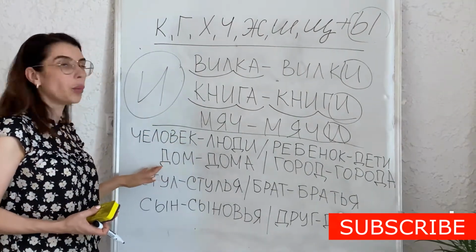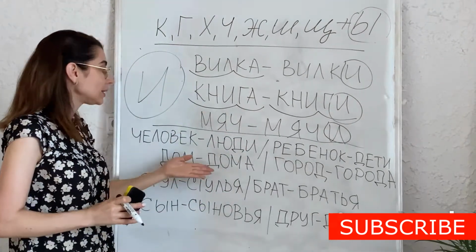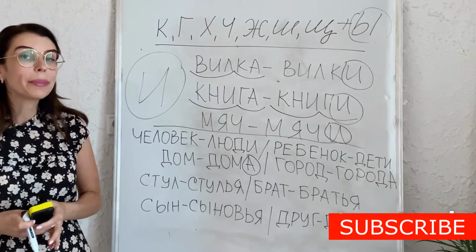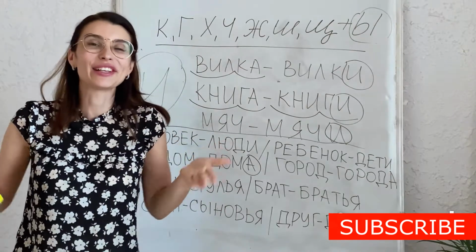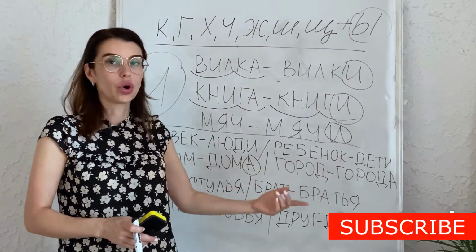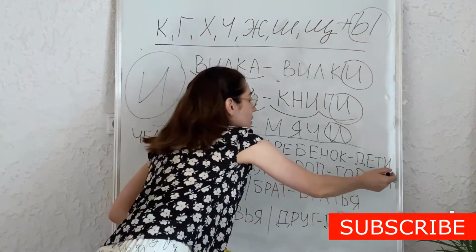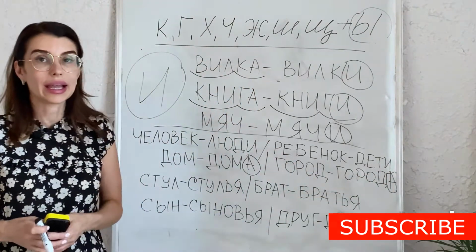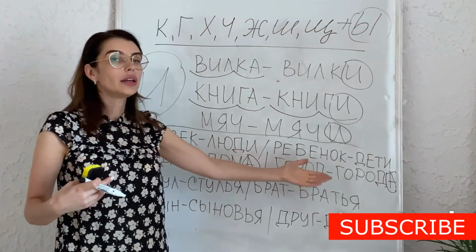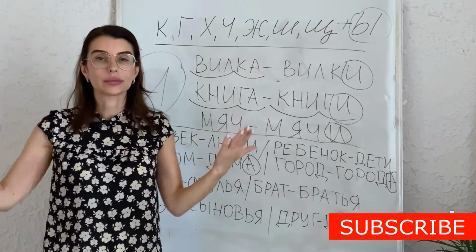Next one, дом. Дом, house. But дома just has a at the end. Why is it an exception? Because it's not E at the end. Okay? So, город, city, города. So, cities. It's just a at the end and will be a different word. Города, город. Город is one, города is a lot, много.